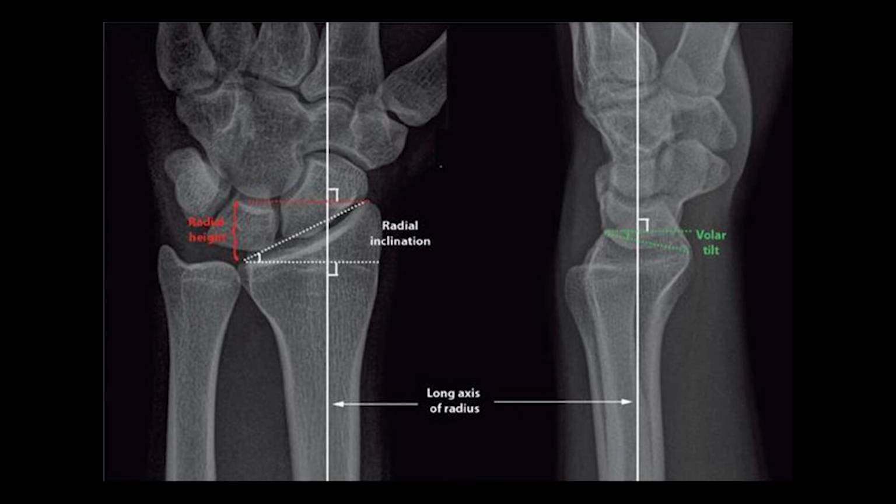Now let's talk about some angulations. The first angulation is the inclination of the radius. So guys, the average inclination of the distal radius is 23 degrees, and this occurs because your radius is longer than the ulna. And also the distal radius is tilted 11 degrees palmarly.